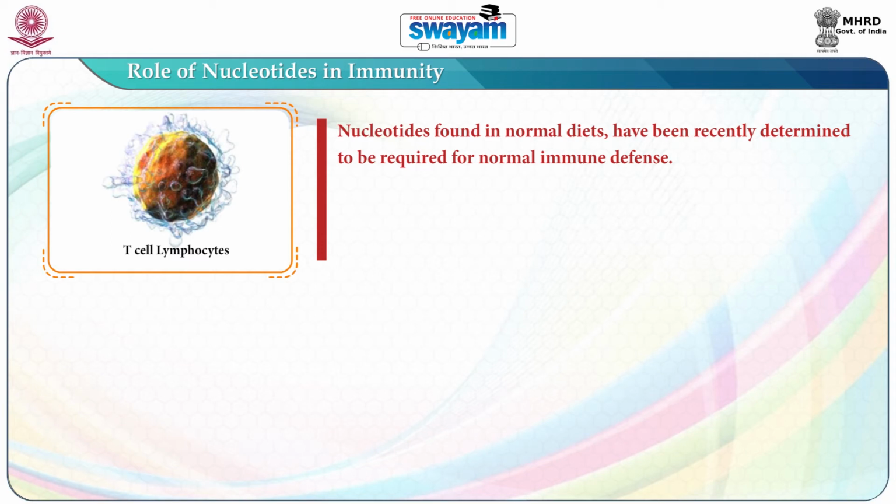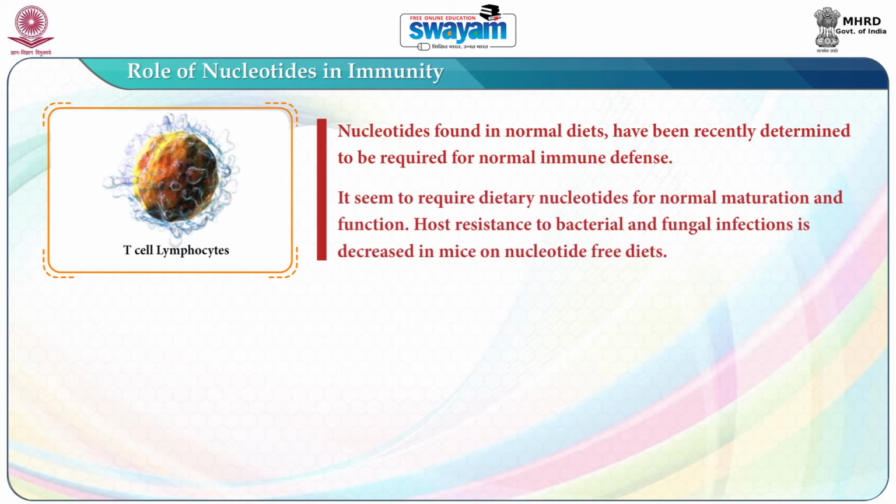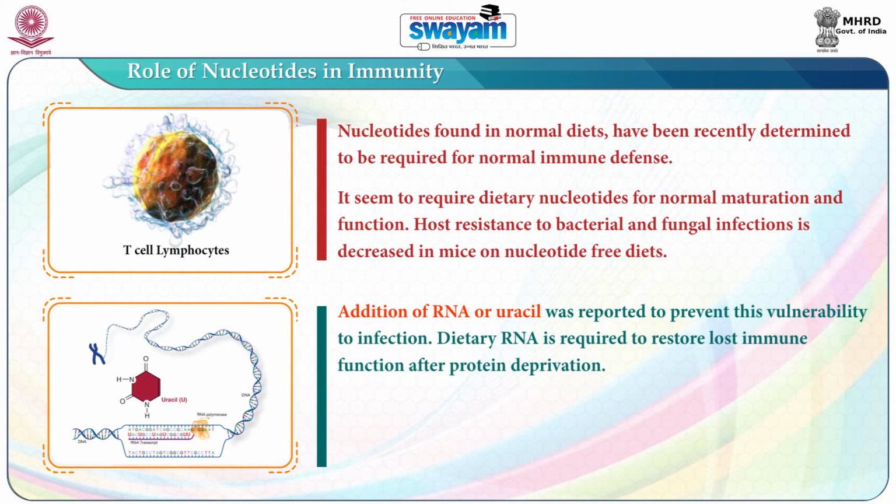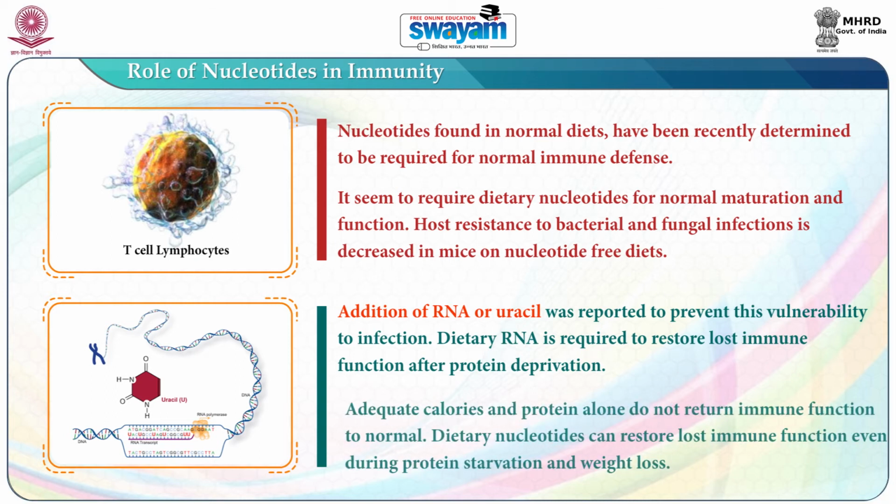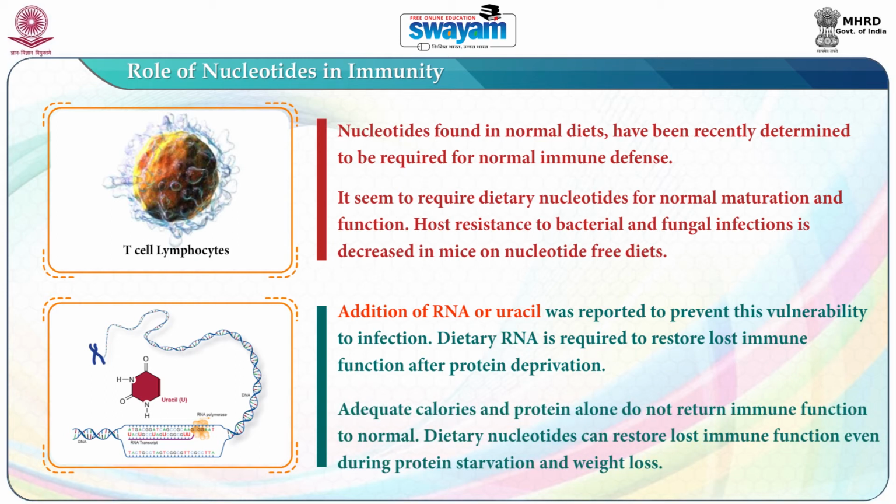So, the role of nucleotides in immunity. Nucleotides found in normal diets have been recently determined to be required for normal immune defense. T lymphocytes seem to require dietary nucleotides for normal maturation and function. Host resistance to bacterial and fungal infection is decreased in mice on nucleotide free diets. Addition of RNA or uracil was reported to prevent this vulnerability to infection. Dietary RNA is required to restore lost immune function after protein deprivation. Adequate calories and proteins alone do not return immune function to normal. Dietary nucleotides can, however, restore lost immune function even during protein starvation and weight loss.